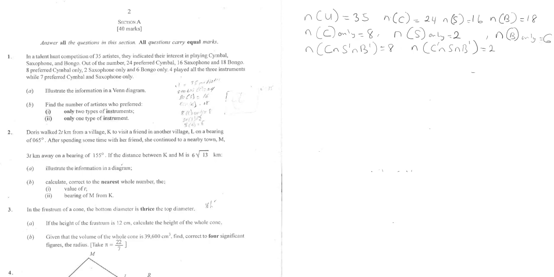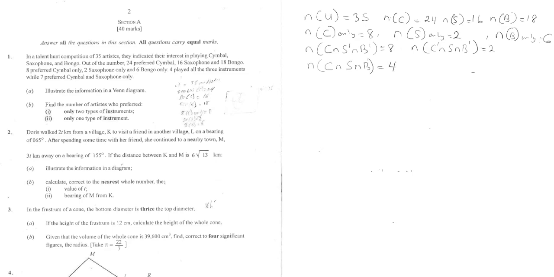Okay, 4 play all the instruments. Look at this, this is very, very important. 8 prefer cymbal only, saxophone only, and then 2. Okay, they now say 4 play all the instruments. So the number of people that play all the instruments, that is n(C ∩ S ∩ B), is equal to 4. Please take note of that.